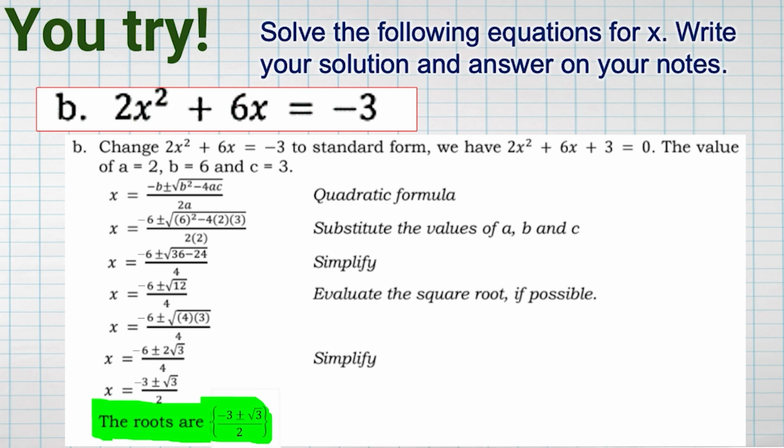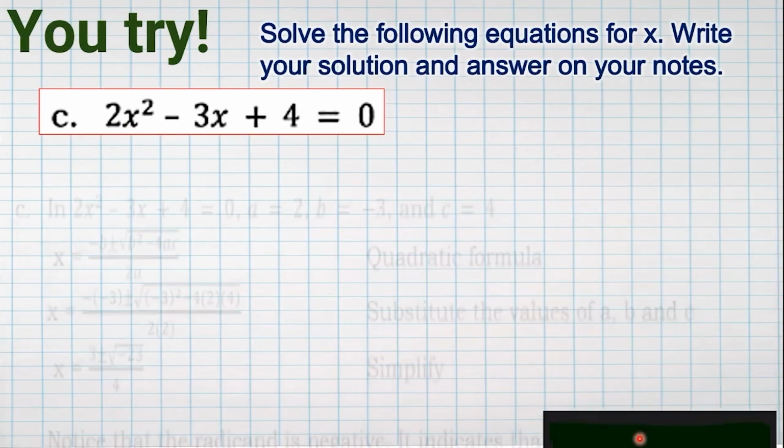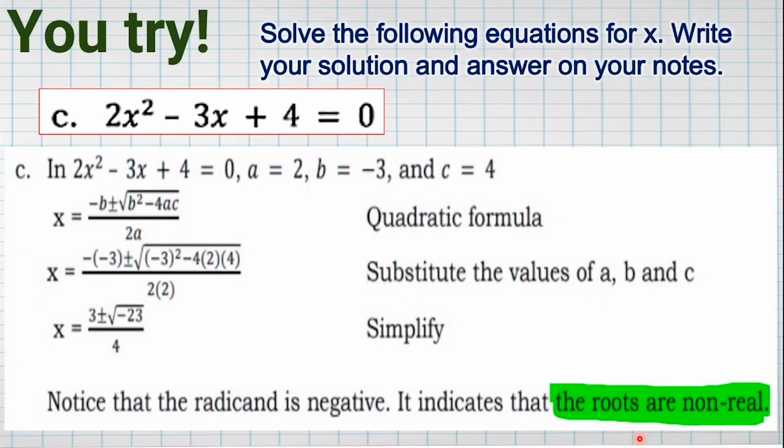Okay, for the next number, this will be letter C. So the answer will be, there are no real roots. So bakit siya no real roots? Kasi magkakaroon ka ng negative 23 sa loob ng radical sign. So kaya siya naging no real roots.